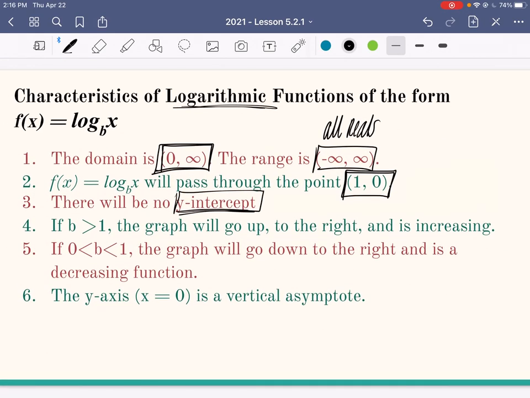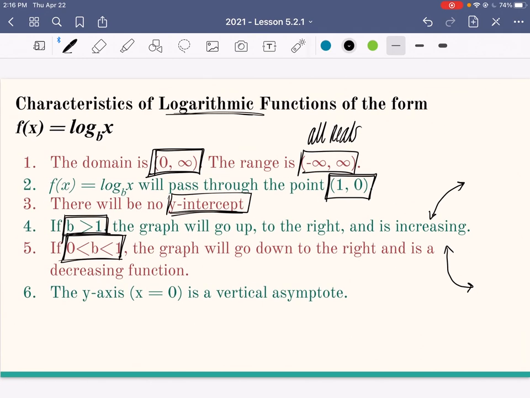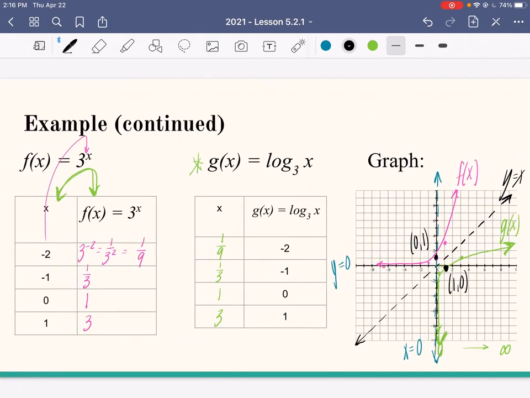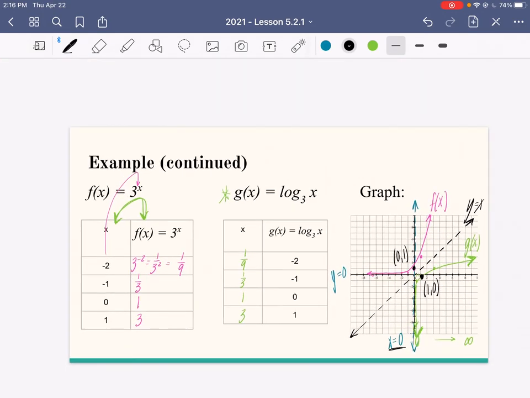All right, so same deal here. If b is greater than 1, which in this example it is, it's going to be increasing. And if the graph is decreasing, that's because the b value is between 0 and 1, like so. So it'll just be flipped. And then x equals 0 is a vertical asymptote, just like I said right here.